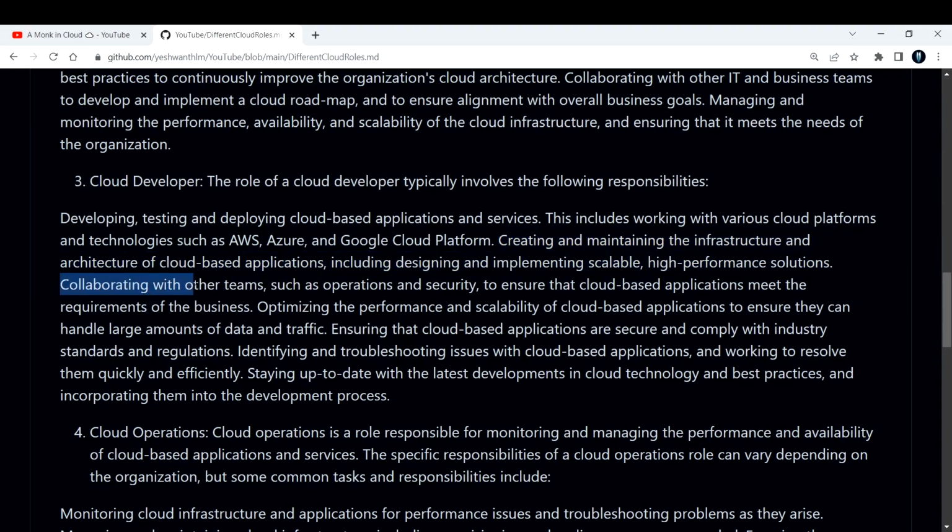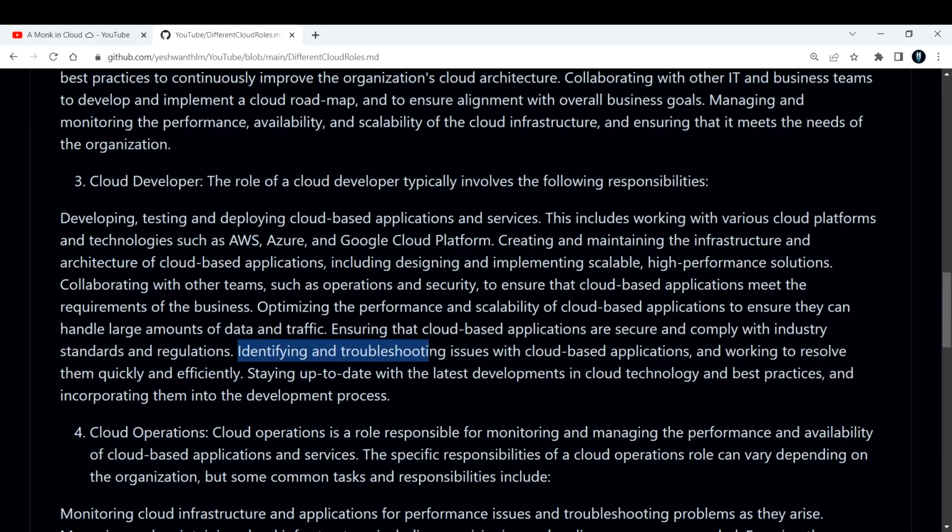So collaborating with other teams such as operations and security to ensure that cloud-based applications meet the requirements of the business. Optimizing the performance and scalability of the cloud-based applications to ensure they can handle large amounts of data and traffic is one of the important roles, right? Ensuring that the cloud-based applications are secure and comply with industry standards and regulations is the most important part of a cloud developer.